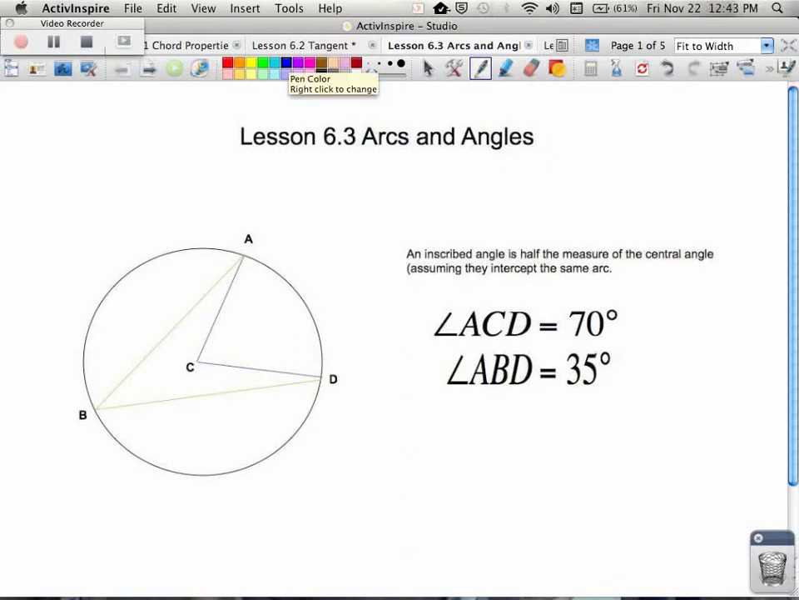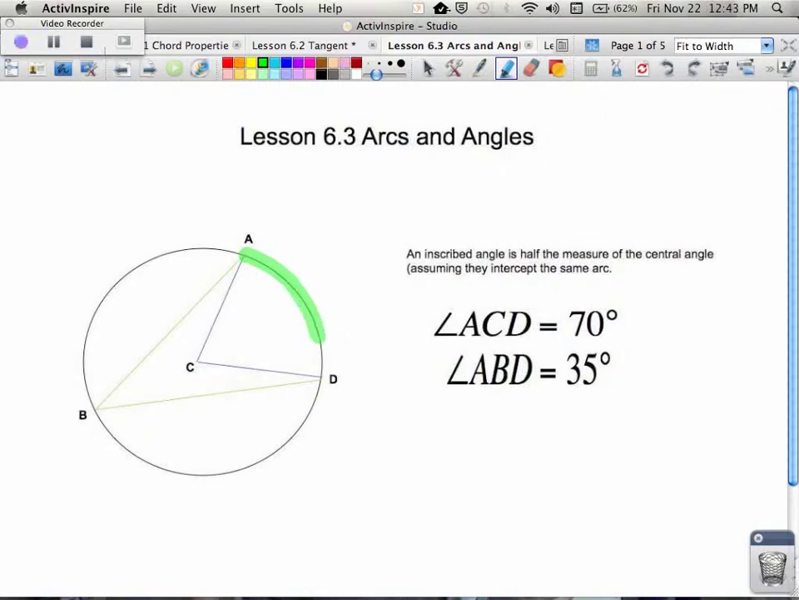In lesson 6.3, we're going to talk about some arcs and some angles. So in this first picture, what I want to show you is the difference between central and inscribed. An inscribed angle is half of the measure of the central angle, assuming that they intercept the same arc. So take a look, first of all, at the arc that's being intercepted.